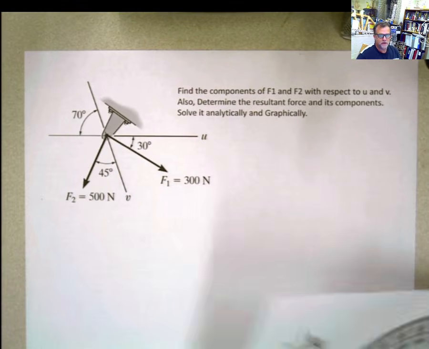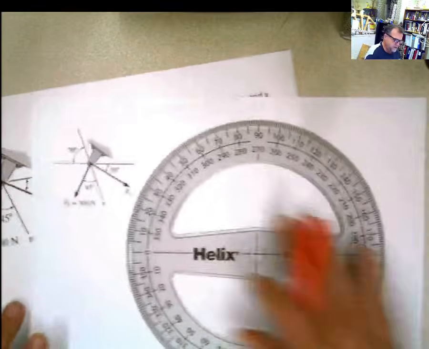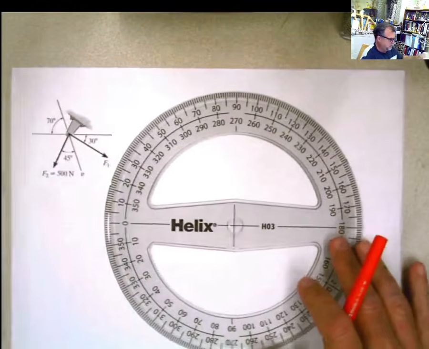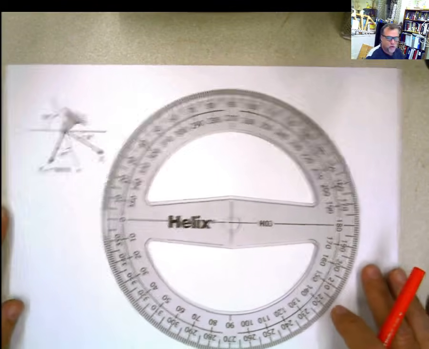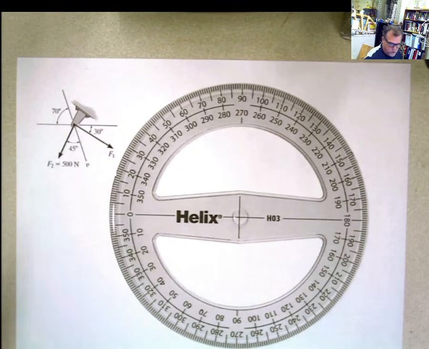And the reason is because I want you to understand what is happening here. So I found this little thing on the internet, and I'm going to use this to show you. I'm going to work only with the force F2, and I'm going to show you how I will approach graphically the decomposition of the force F2 using the graphic method.